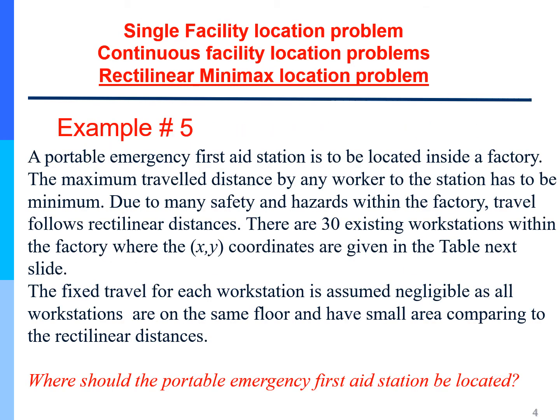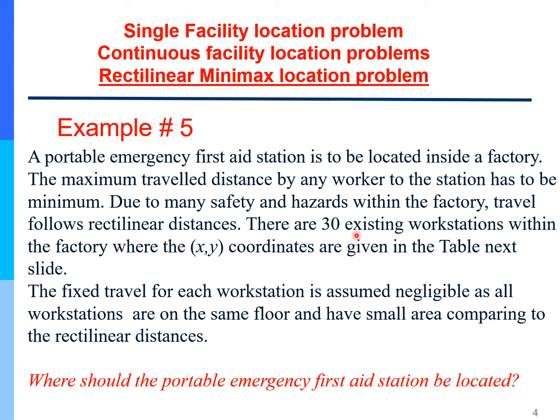Let's consider this example. There's a portable emergency first aid station which is to be located inside a factory. This criterion says that the maximum distance by any worker to the station has to be minimum. So we try to minimize the maximum distance, and we learn that the objective function is min-max from this statement. Due to many safety hazards within the factory, travel follows rectilinear distances. We learn that from here.